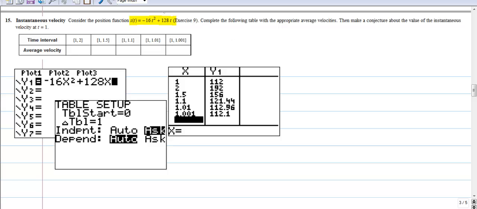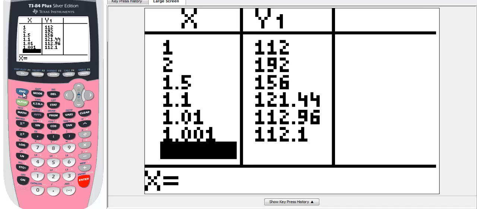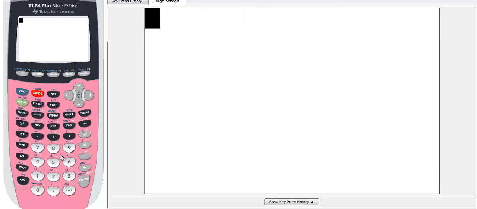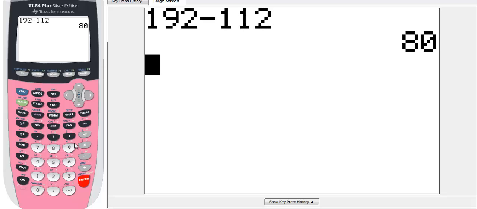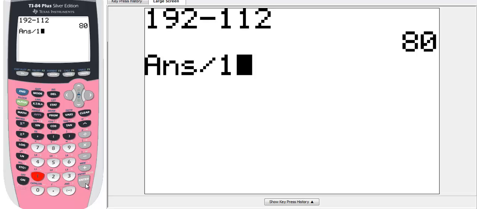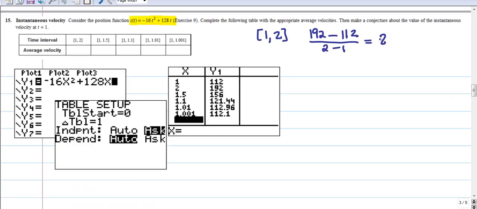So for example, for the average velocity from 1 to 2, if I look at my table, it would be 192 minus 112 divided by 2 minus 1. So I can quit out of here. So 192 minus 112, and then divided by 2 minus 1, which is 1. So this one's going to be 80.